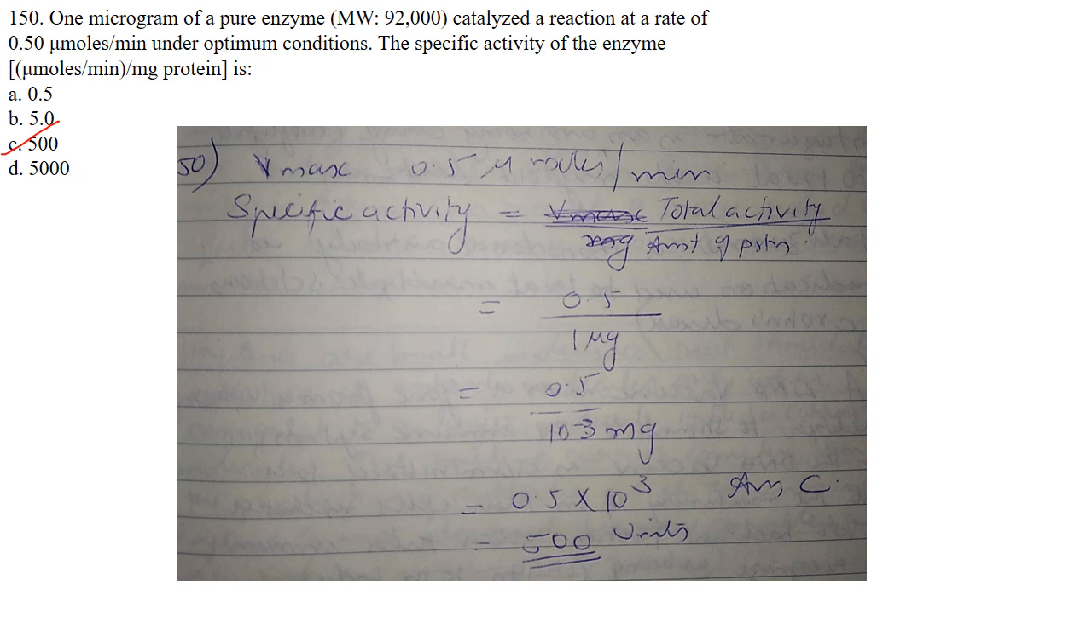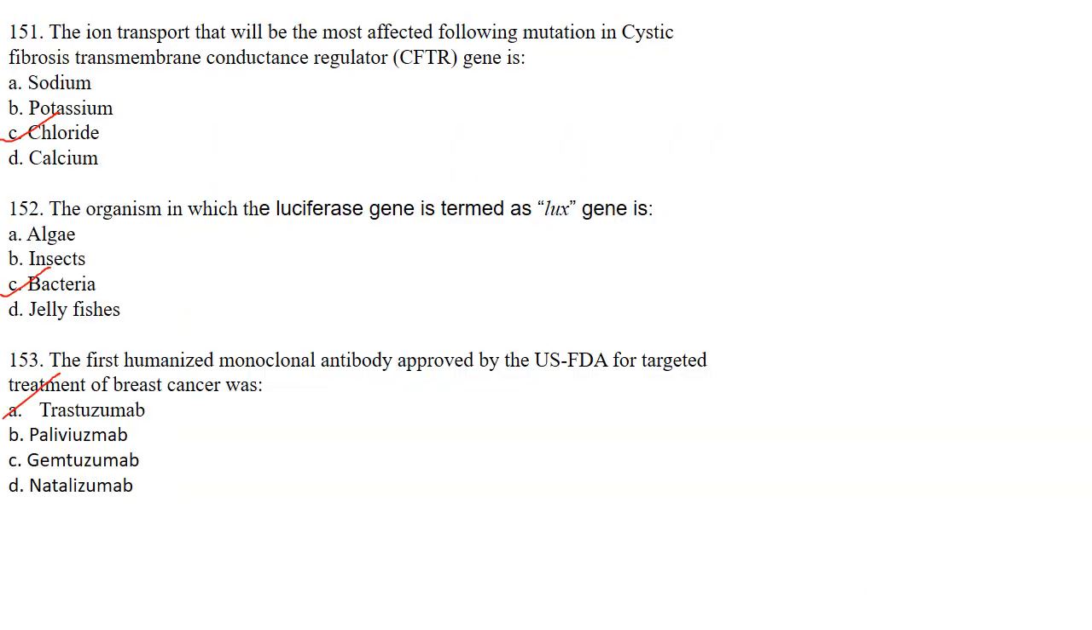So Vmax they have given as 0.5 micromoles per minute. Specific activity is total activity by amount of protein. So 0.5 divided by 1 microgram, or 0.5 divided by 10 raised to minus 3 milligram, because the amount of protein is in milligrams unit. So that will give 0.5 into 10 raised to 3, or 500 units. Answer is option C. Then next one.